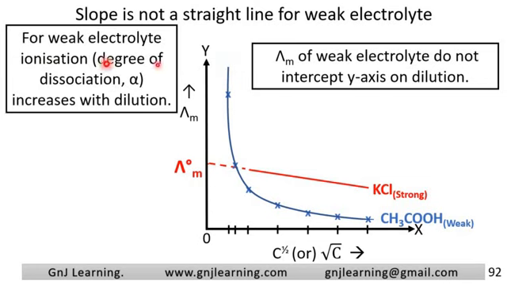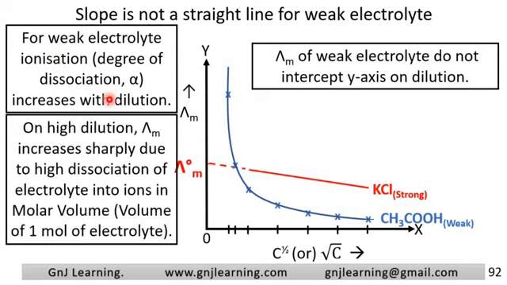Why? Because for a weak electrolyte, the tendency to ionize is represented as the degree of dissociation. Degree of dissociation means how many molecules in 1 mole are dissociated. How many molecules in 1 mole are dissociated increases with dilution. Ionization increases with dilution. So what happens if ionization increases on high dilution? Lambda m increases sharply.